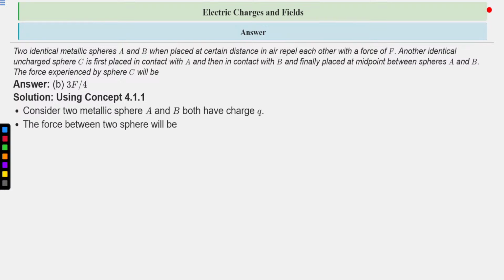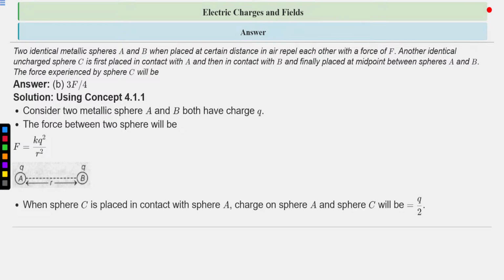The force between two spheres will be F equal to KQ square upon R square. This is the F, the initial force when C is not there. The force between two charges is KQ square by R square, where R is the distance by which they are apart. Now, this is the diagrammatic representation. This is A, this is B, and they are separated by distance R, both having charges Q and Q. This is the force between them.